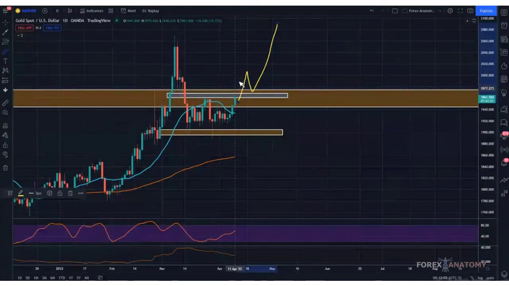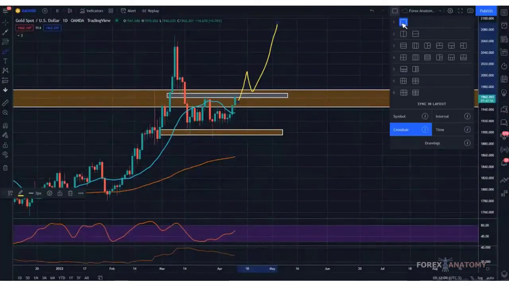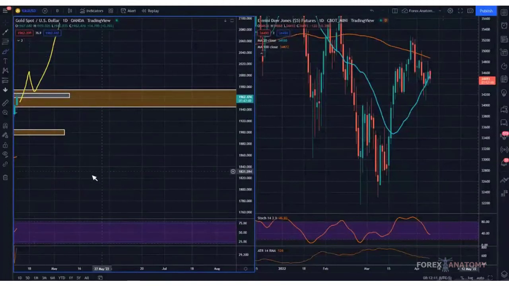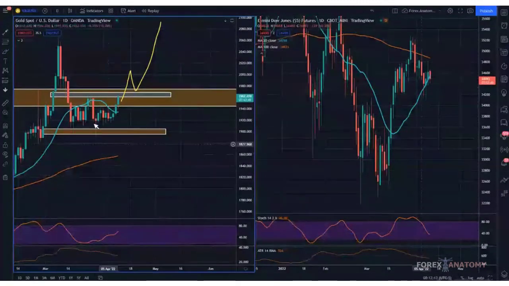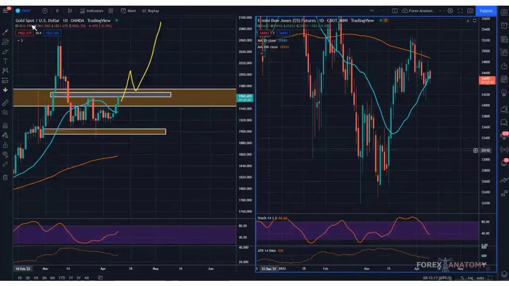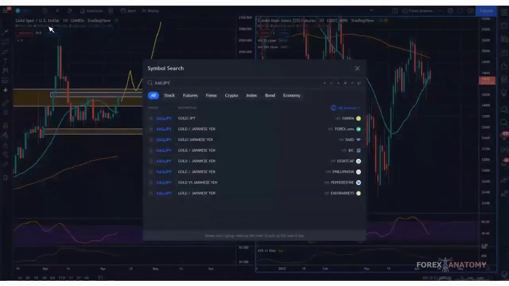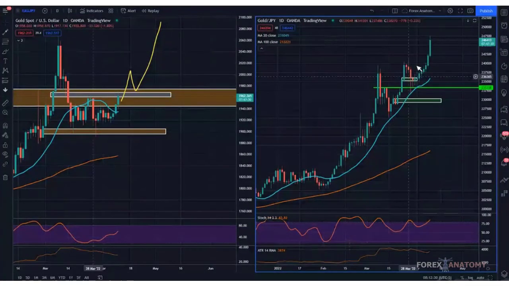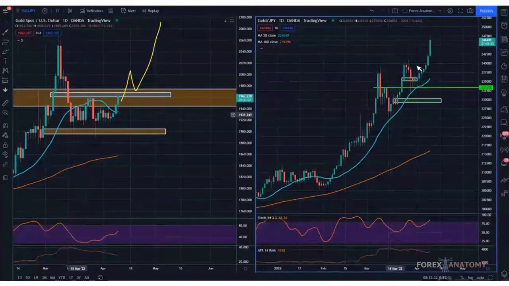Can you pull up the other? Let me just do this right here. Let me delete this and move this over so you guys can see. You can see that gold versus the US dollar is pretty much trapped within the range. But if we type in gold versus JPY here, you can see that it was clearly moving to the upside, and we didn't see this consolidation right here.